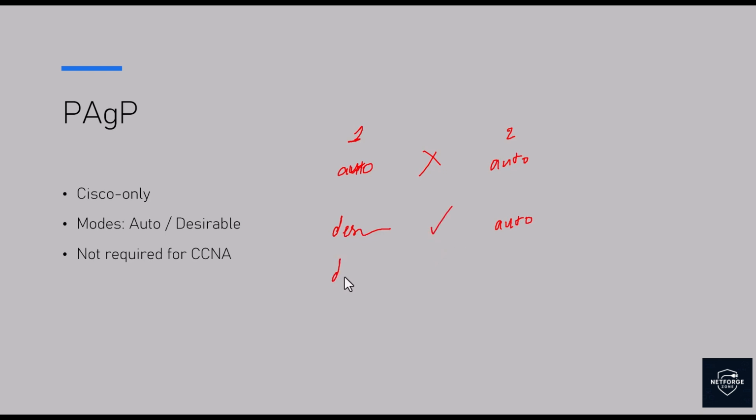Okay, what about this scenario? One side is desirable, the other side is desirable. Both of them are actively seeking a port channel. So this is going to work. So you can see that if both sides are configured as auto, none of them is going to start negotiation and no port channel is going to be created between the two switches that we have. That is very important. But like I said, this is not required for CCNA. You don't need to know about this.